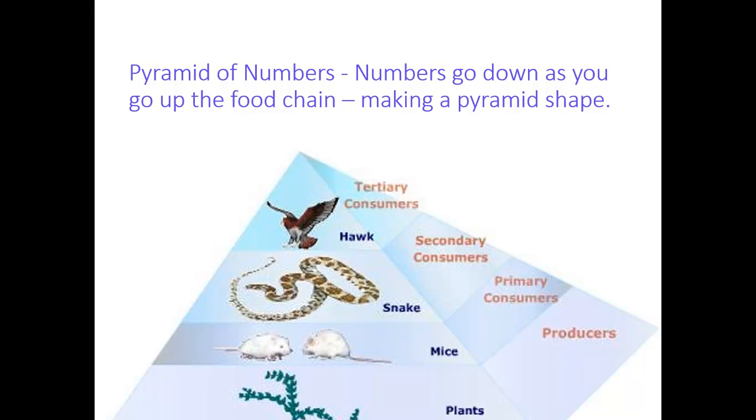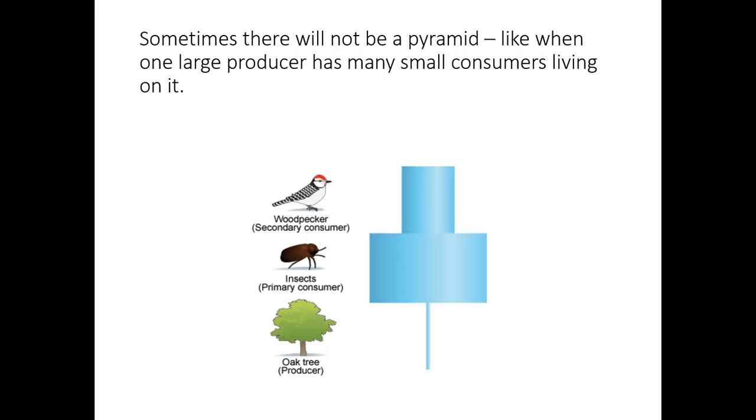Now, it's not always a pyramid shape. Sometimes there will not be a pyramid when one large producer has many small consumers living on it. So the example here is an oak tree, which has many primary consumers, insects, and the secondary consumer is the woodpecker. So there's a lot fewer woodpeckers than there are insects, and there's only one tree.